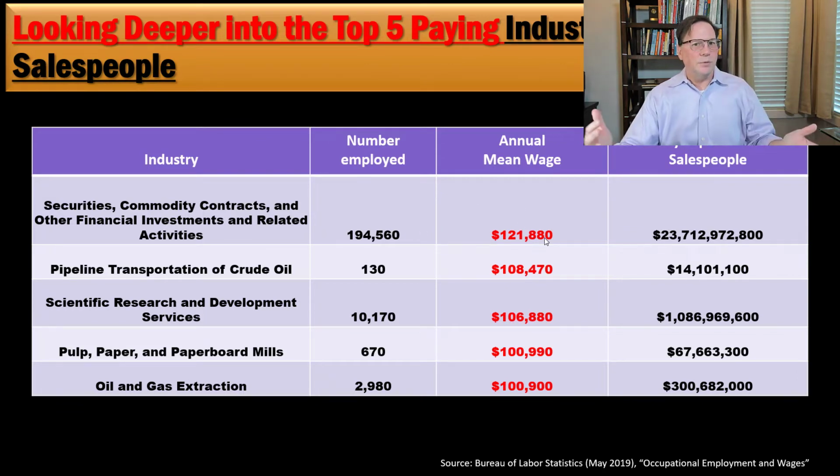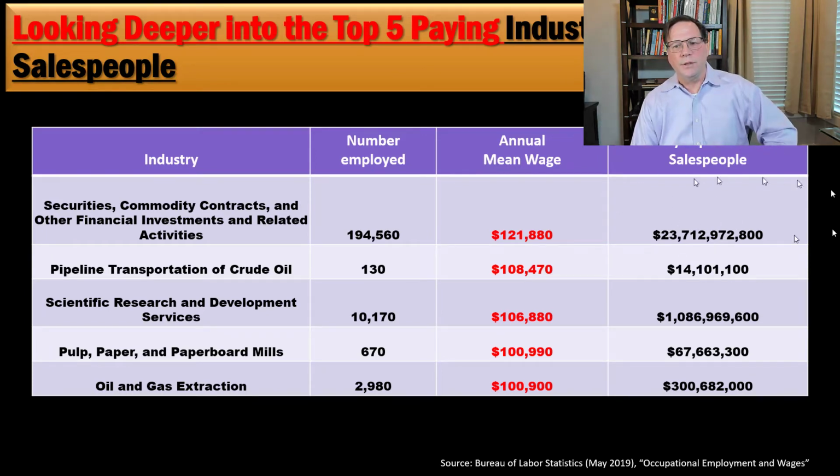Those are challenging jobs to secure, right? You can see that because of the income associated with it. You can get an idea of some of the expenditures that these top 5 make. But you also start seeing some variation. When you look at this, there are only about 130 people in this particular industry, pipeline transportation of crude oil, although it pays high. There are 10,000 in scientific research and development, an industry I mentioned earlier, for example.